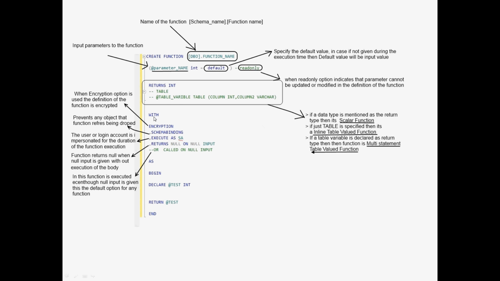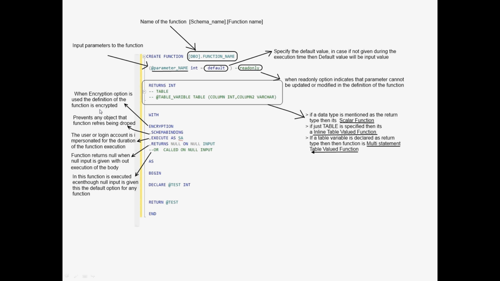Okay, now one of the important aspects of the user defined function is that you can specify different options for a user defined function. Here you can see the different options available in a function: encryption, schema binding, execute as clause, and also returns null on null input, or called on null input. You can only specify one of these.